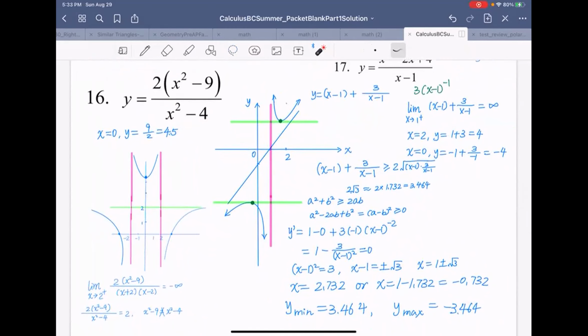Aiden, look at this. For this graph, what will be my vertical asymptote? x equals 2 and x equals -2. Good. Those are the 2 vertical asymptotes. What is the horizontal asymptote? It's y equals 2. Yes, because this over this is 2, so y equals 2.